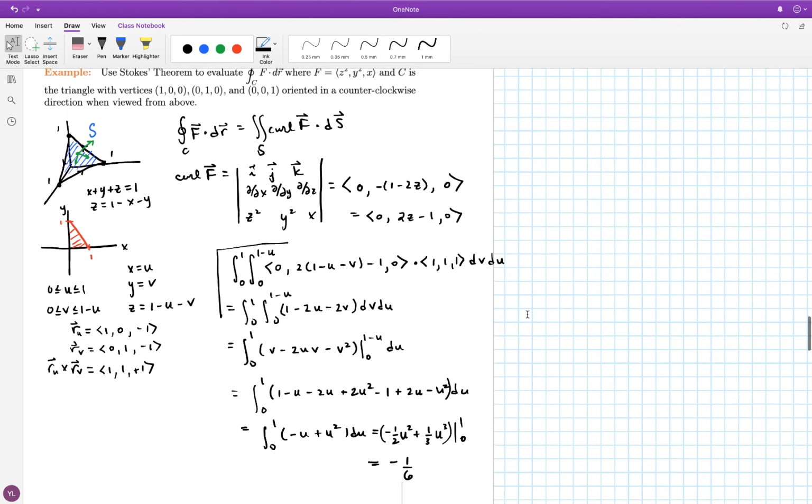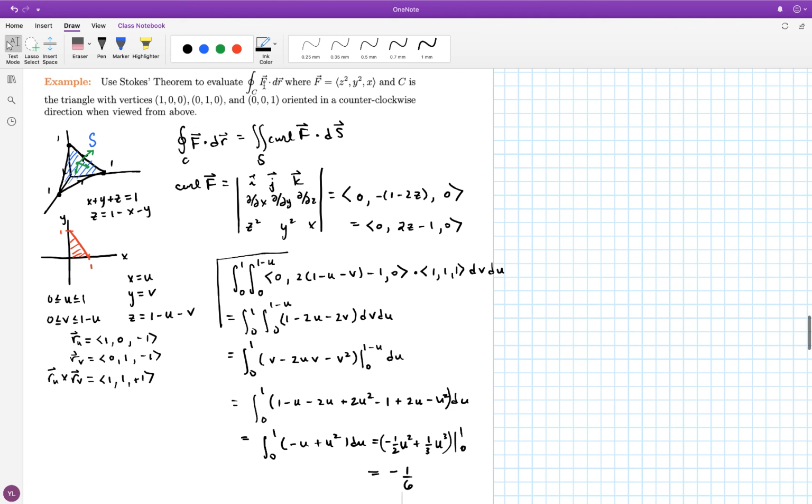Okay, so there you have it. That is a computation of the line integral of this vector field around the triangular curve by using Stokes' theorem to instead compute a surface integral of the curl of the vector field across this triangular surface.